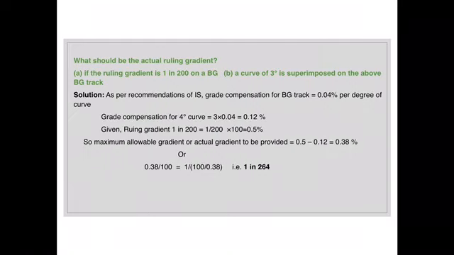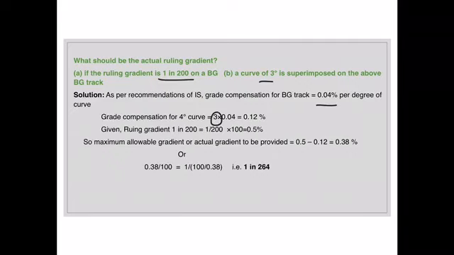Here we have a broad gauge, and the same thing: the actual ruling gradient needs to be provided. The information given is that the ruling gradient is 1 in 200 on a broad gauge track. Once again, the curve, with a degree of curve of 3 degrees, is superimposed on the track. What is the grade compensation for broad gauge track? It is 0.04% per degree of curve. Now we have a 3 degree curve situated on that gradient.